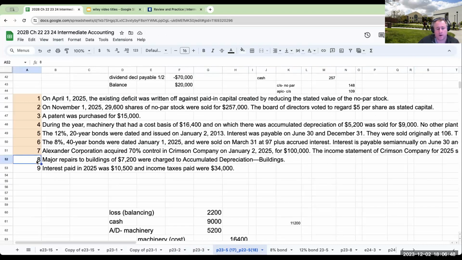That to me is just bizarre, because you probably should have debited the building itself. It doesn't make sense that you would debit the accumulated depreciation.